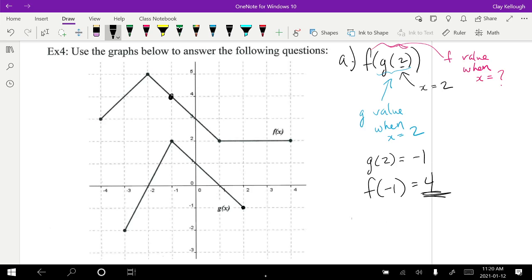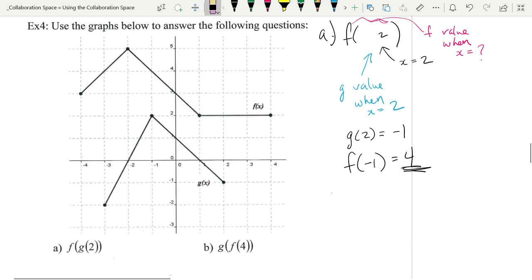Do you want me to run through that again, just to show you what my steps were, starting over? Step 1, what's g of 2? When x is 2, the g function's value is -1. That's how I got that number. Then, putting that into the x for f of x, when x is -1, what's the f function's value? And the answer is 4.